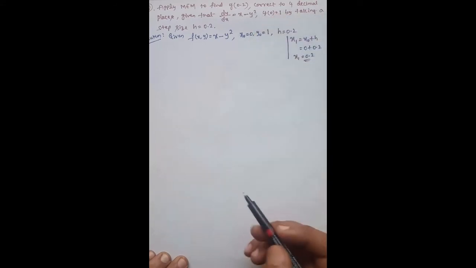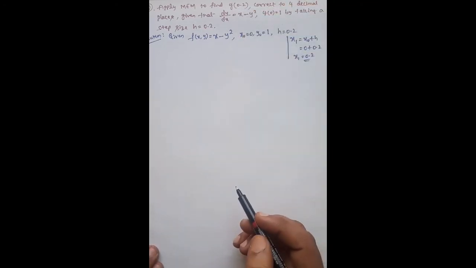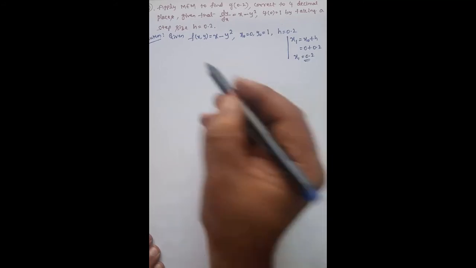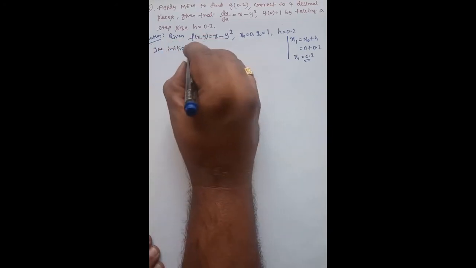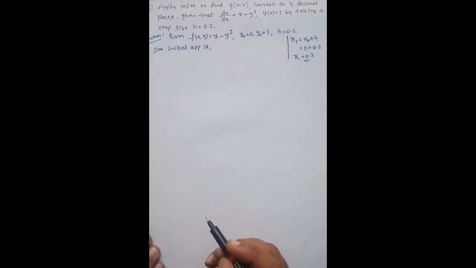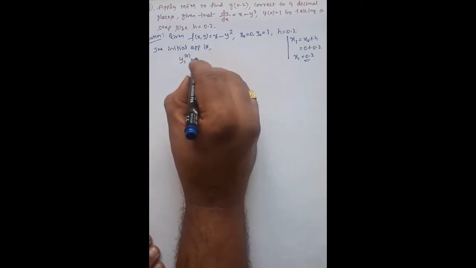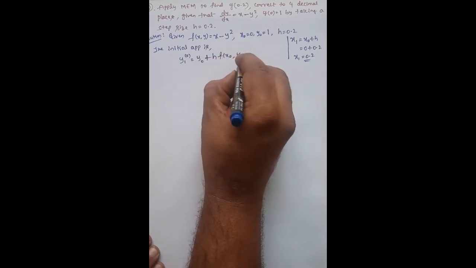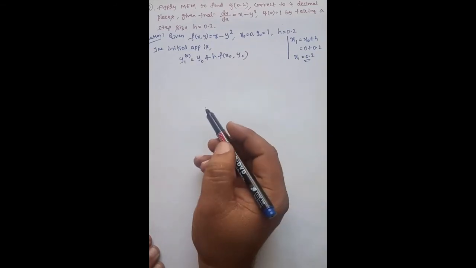So if x1 is equal to x, it will be solved in a single stage. If it is not equal, two stages. So we'll go to the procedure now. According to the first step of your procedure, we have to calculate the initial approximation using Euler's formula. So what is the formula? It is y1 power 0 is equal to y0 plus h into f of x0 comma y0. So this is the formula for the initial approximation, Euler's formula.